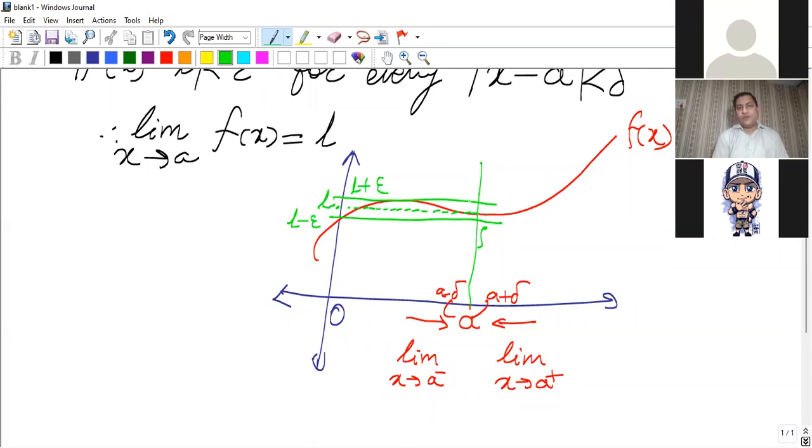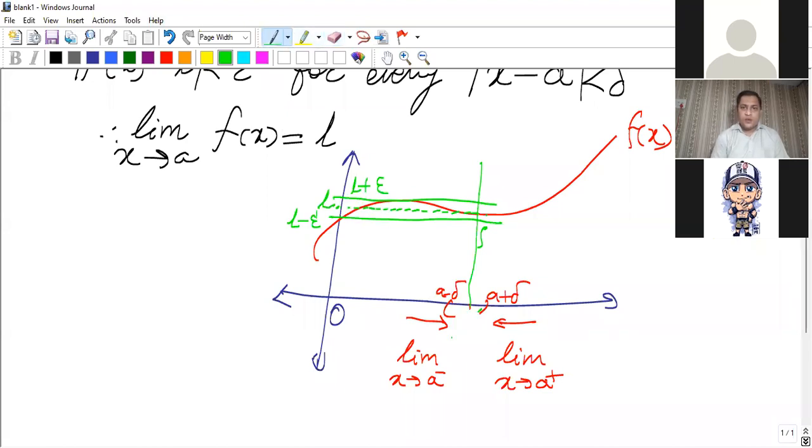So the value of the function here is always going to be in the neighborhood of L whenever the value of x is in the neighborhood of A. So if I have x in the neighborhood of A, then the value of the function is in the neighborhood of L here. So here x is going to be in the neighborhood of A.